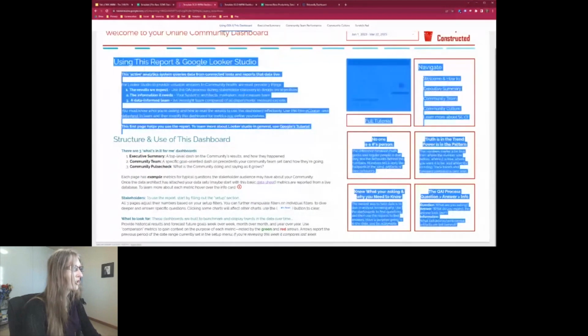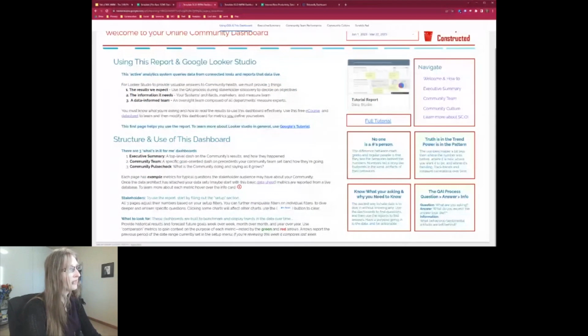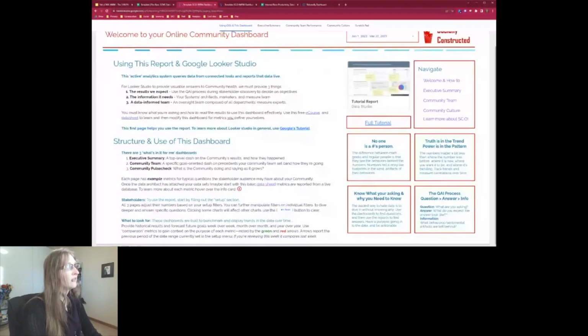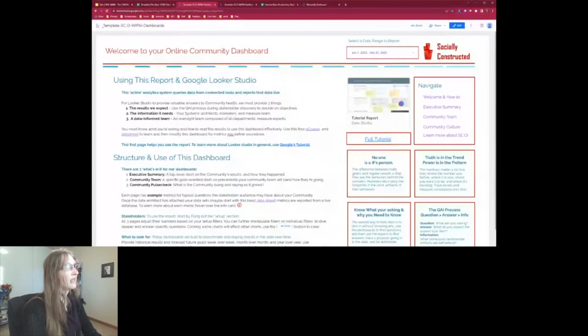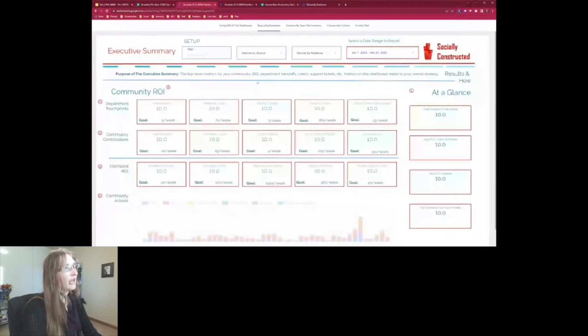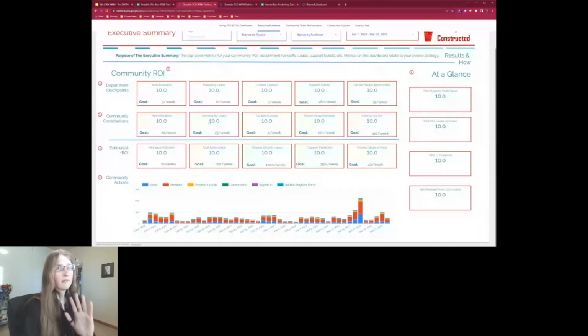And you'll see here for structure and use of the dashboard that we have a split setup of executive summary, community team, and pulse check. Once you've done that, you'll see that under my executive summary section, I have provided some of the information. Keep in mind, I did not build this out for you. Some of these cards will be charts. Some of these cards will be text or systems. Some of these cards you'll completely delete because it's not relevant to you in any way. What I'm providing you is a toolbox.